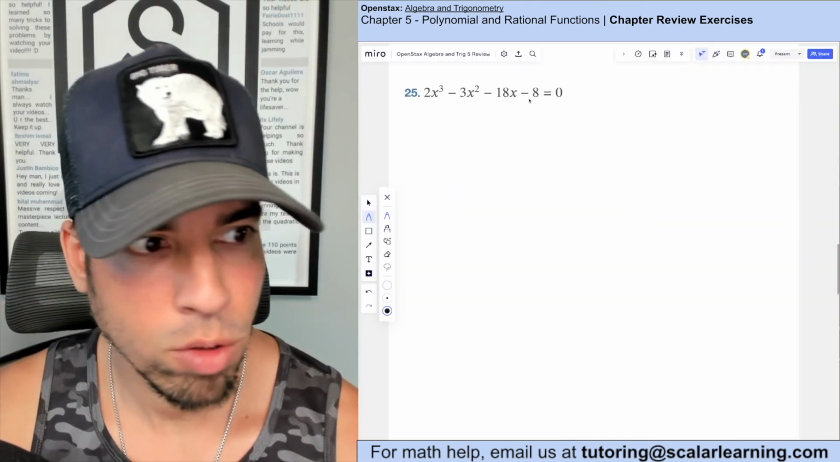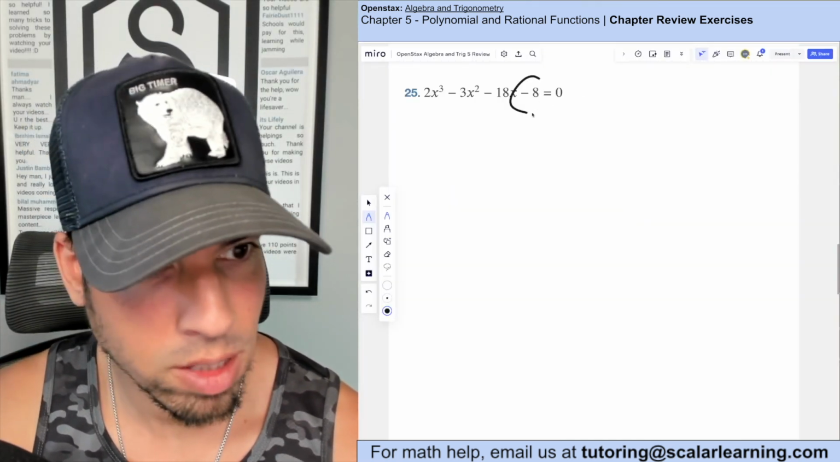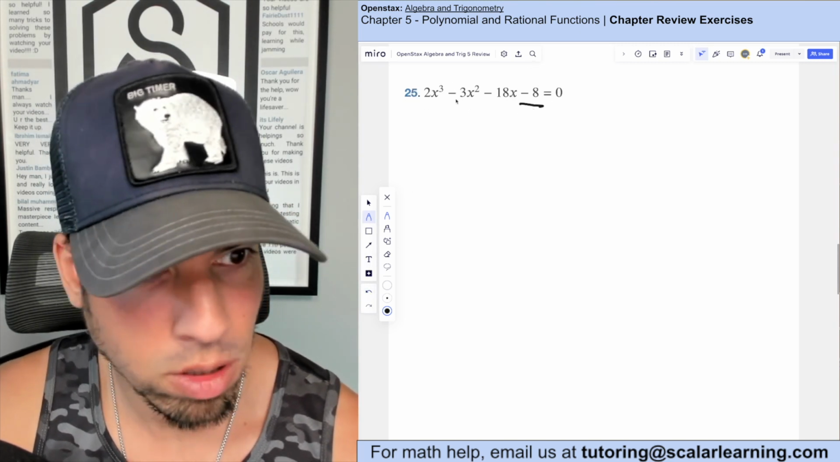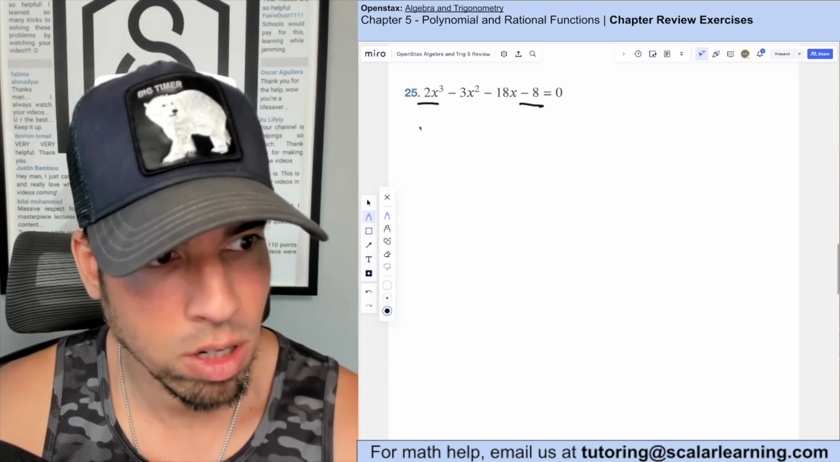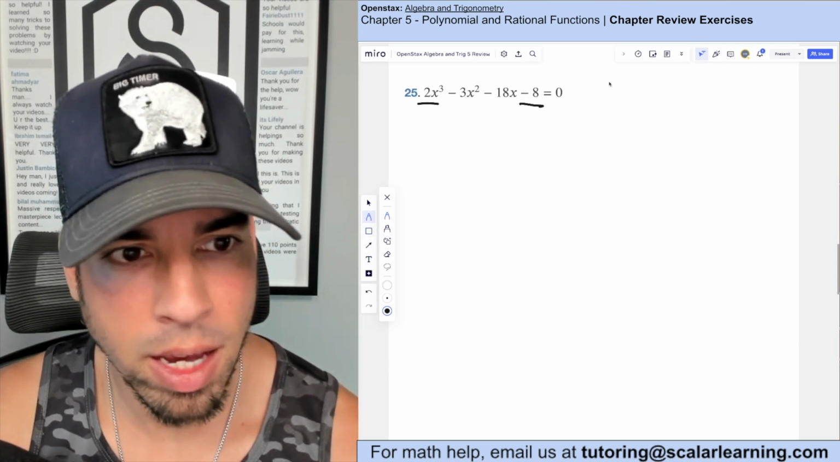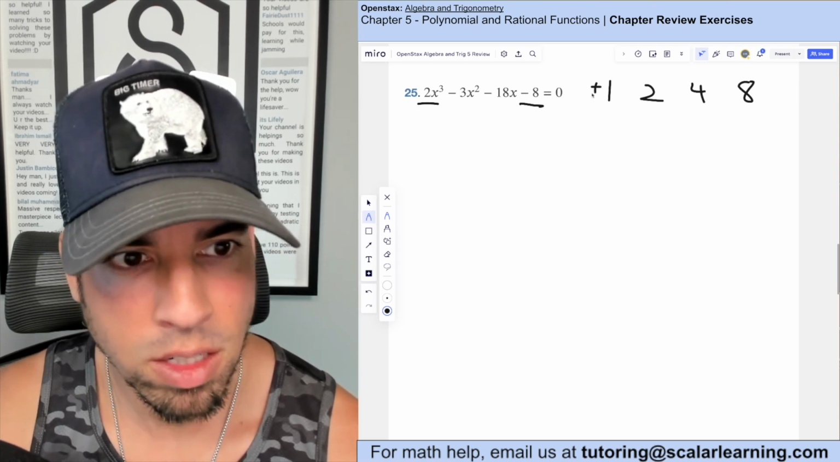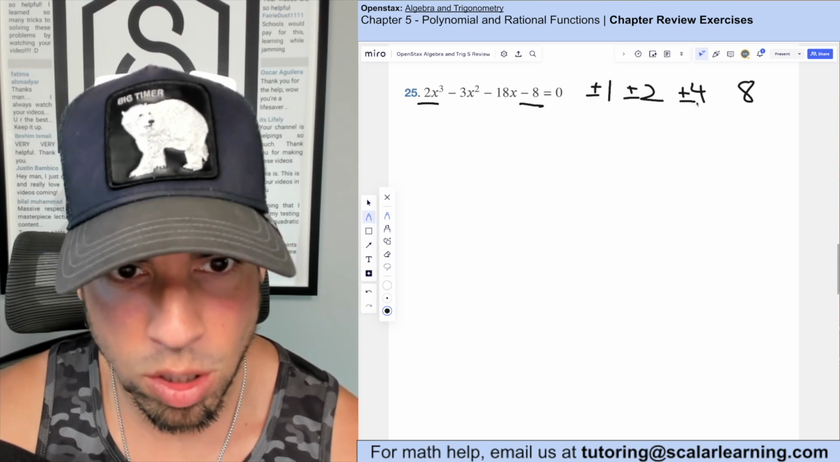So for this one, we're going to start with the rational zeros theorem, which tells us that if there are any rational zeros, it's going to come by taking all the factors of this last term divided by all the factors of this first term. So the factors of 8 are 1, 2, 4, and 8. By the way, that's negative, but it doesn't matter because these are going to be plus minus regardless.